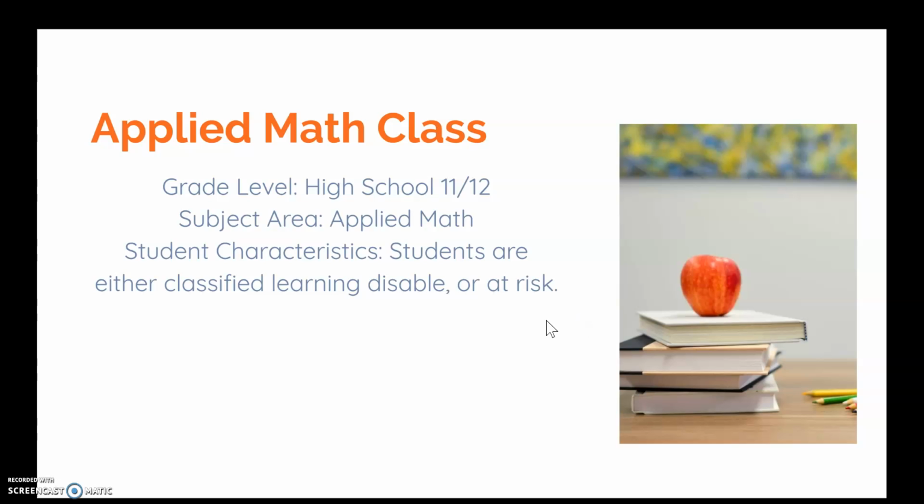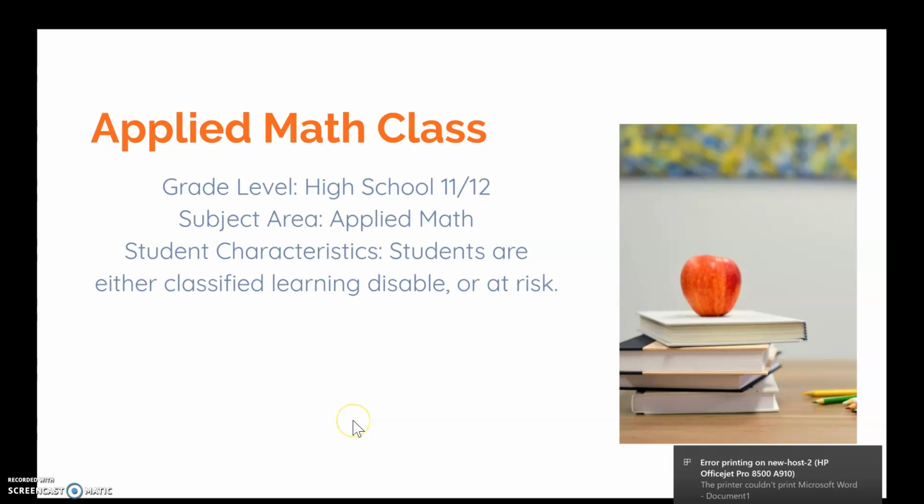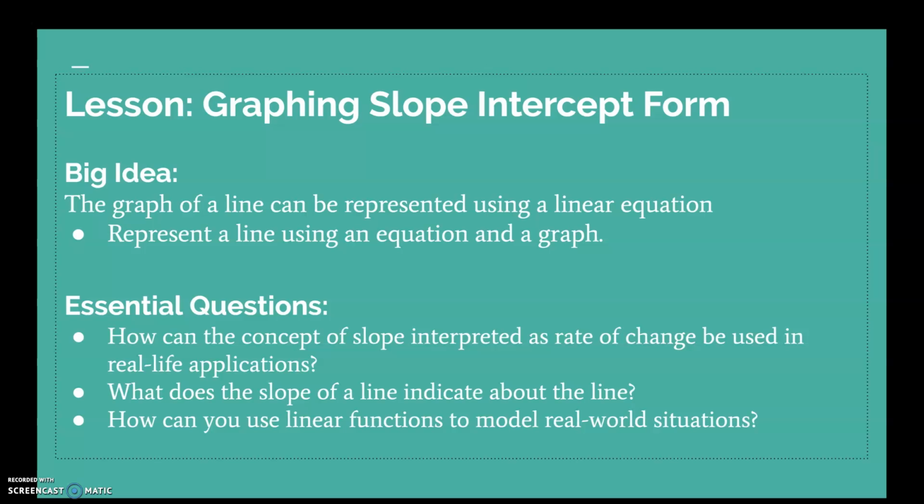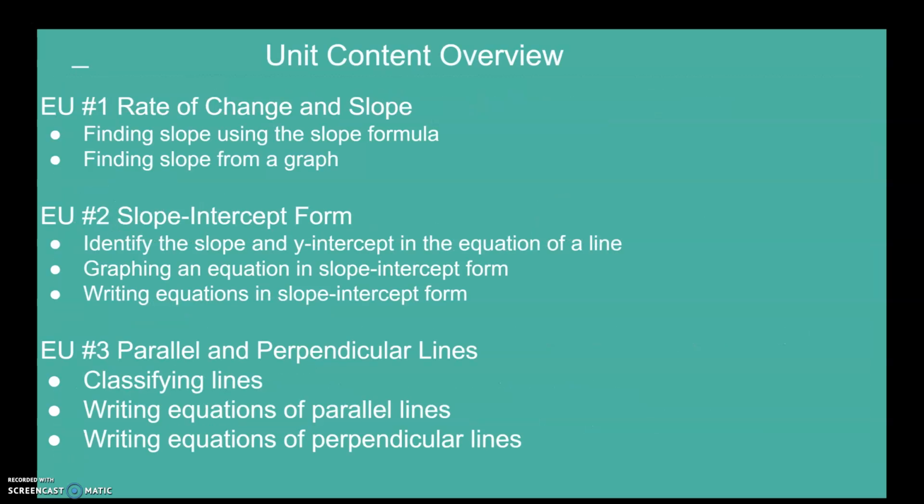Here is the class that I'm going to be teaching. It's my applied math class, which is 11th and 12th grade students that are mostly special ed students, or if they're not special ed, learning disabled, they are deemed at risk. The lesson we are going to be going through is the graphing slope-intercept form lesson. We're in the unit, which is an introduction to graphing linear equations using different forms of the equation and finding relationships between lines and their slopes. And that's the unit we're working on.